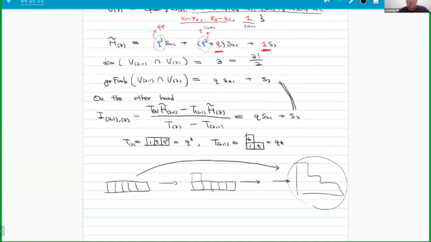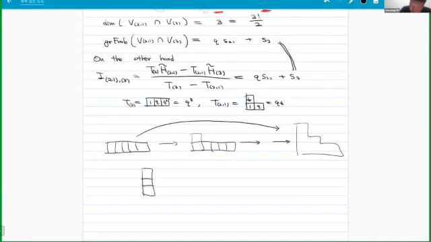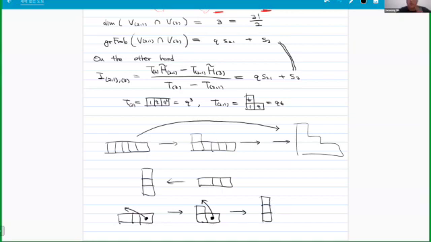We cannot obtain the partition 111 directly from partition 3, but we can move this cell here to obtain 2-1, and we can move this cell here to obtain 1-1-1. The ratio will be different. Okay, thank you.